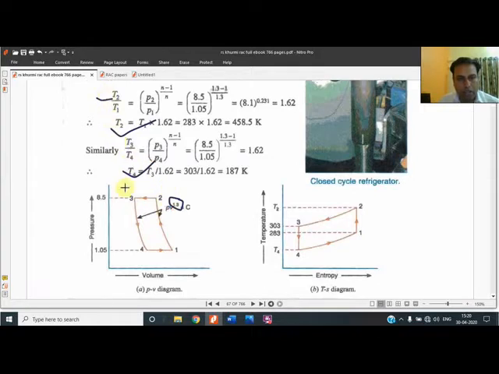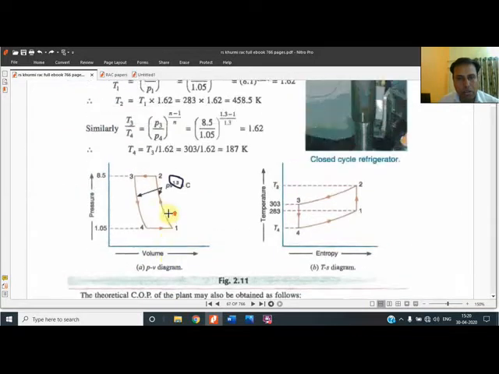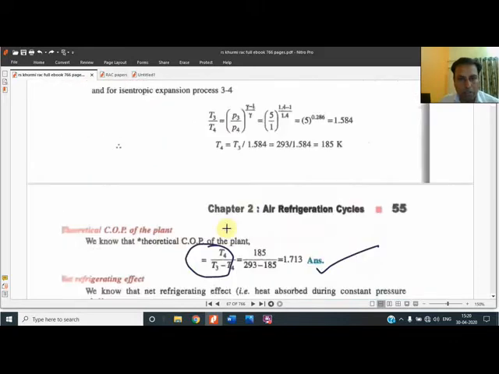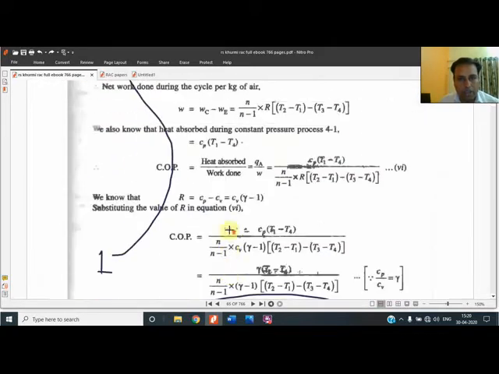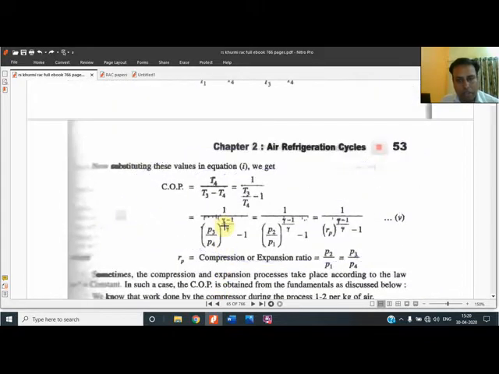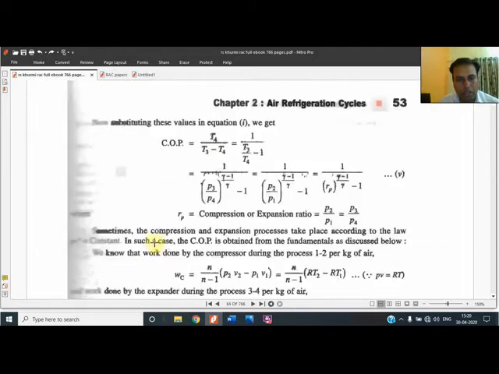So somehow we have to obtain the temperatures. Other temperatures might be given in the question, or we have to obtain them by another method also. By this we will solve the questions, because all temperatures should be known. So we are starting with the first derivation, how we have to derive this COP, how the first case of COP is to be determined.